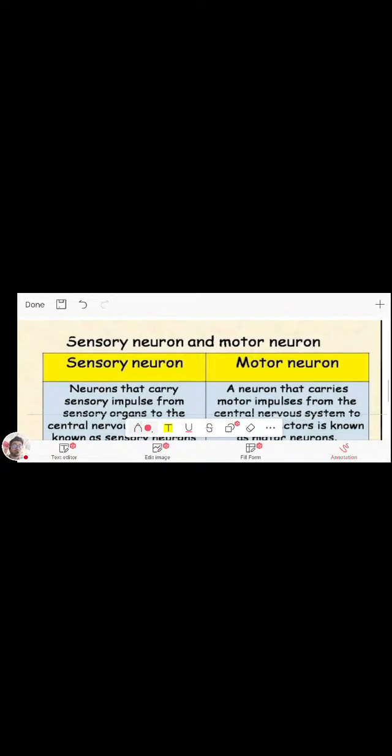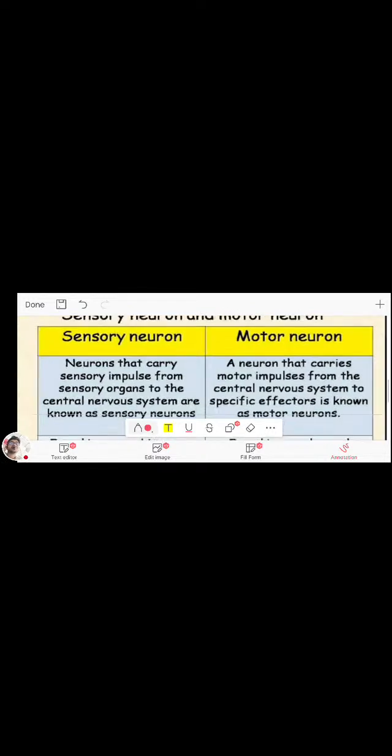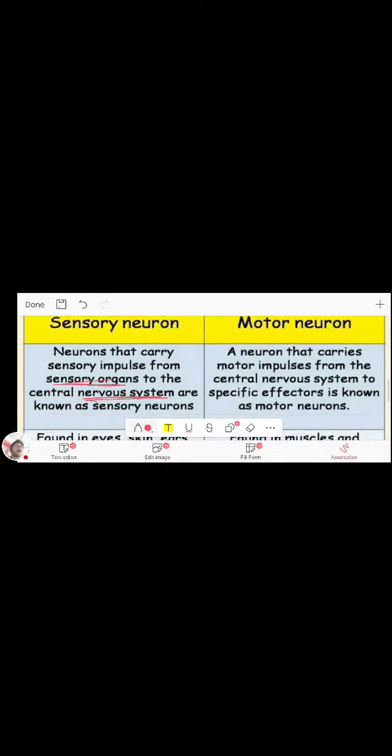If we come to control and coordination and reflex arc, receptors receive the signals, and sensory neuron and motor neuron help in carrying the messages. What is the function of sensory neuron and motor neuron? Let us learn the difference. Sensory neurons are the neurons that carry impulses from sense organs to the central nervous system. Motor neurons carry impulses from the central nervous system to effectors.